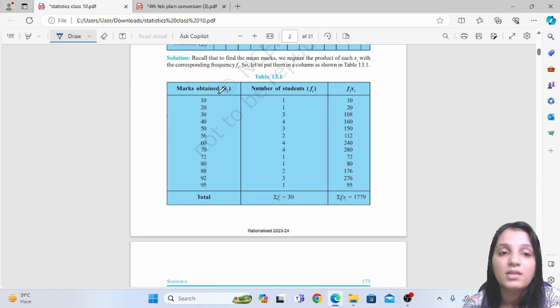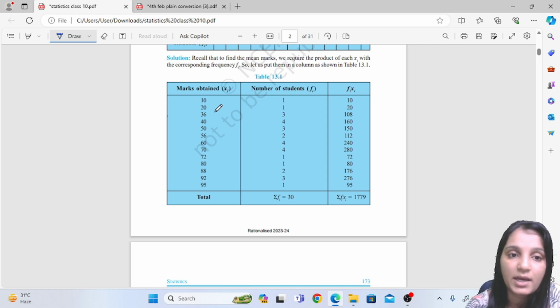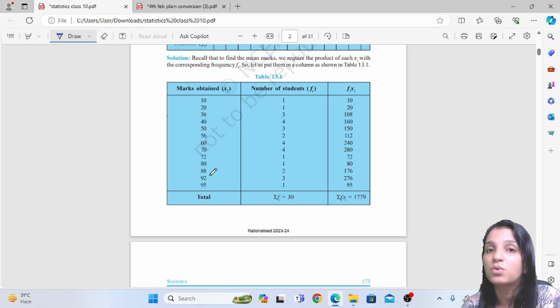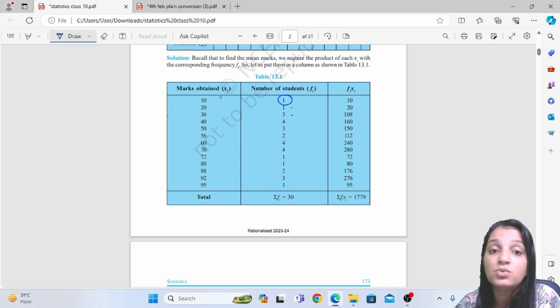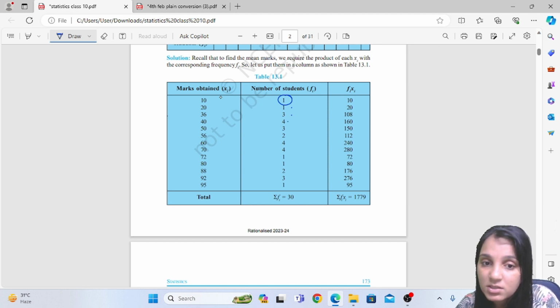Now, these are the marks obtained by students in one test: 10, 20, 36, 40, 50, 56, 60, 70, 72. How many students scored 10 marks? Only one student scored 10 marks. Then one student scored 20 marks, then 3 students scored 36, and 4 students scored 40. This is the information given to us in this table.